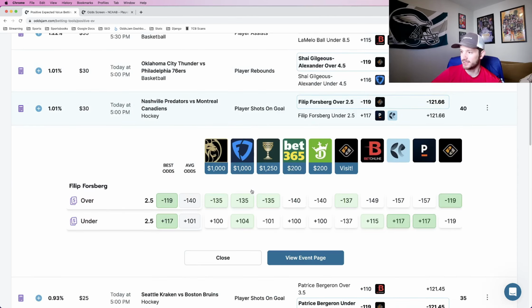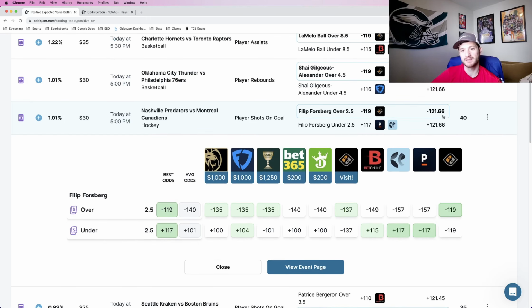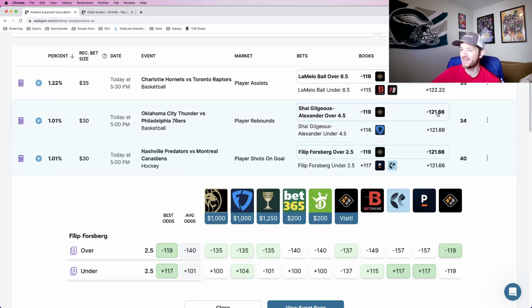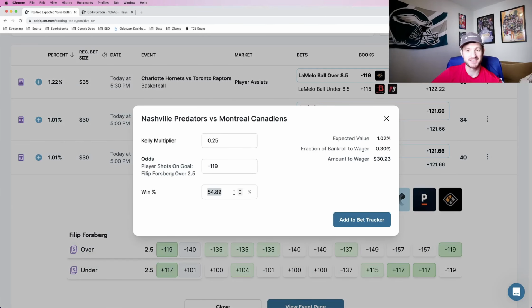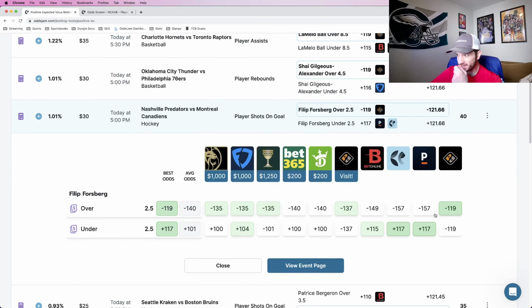Play number three. This is an NHL one. Filip Forsberg to go over 2.5 shots on goal. OddsJam calculates the perfect line on this to be the same way they priced the top one, at minus 121.66. So the win percentage is going to be the exact same, 54.89%. And then again, look at every sportsbook and where they price it.